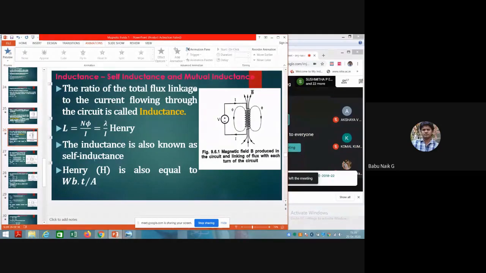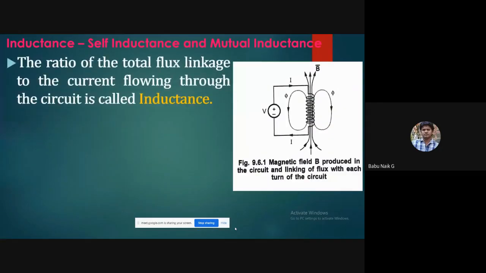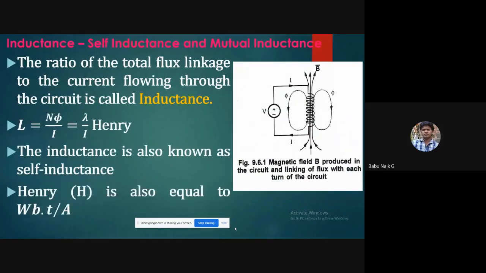So till now we have seen yesterday's class about self-inductance and mutual inductance. The flux that a circuit produces itself gives self inductance, and the flux that links with another circuit gives mutual inductance. We have seen these things in yesterday's class, and from this we can calculate the total inductance.